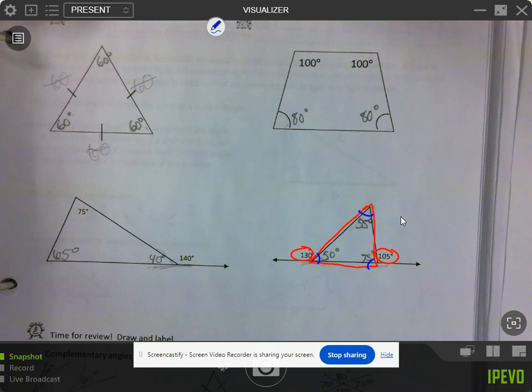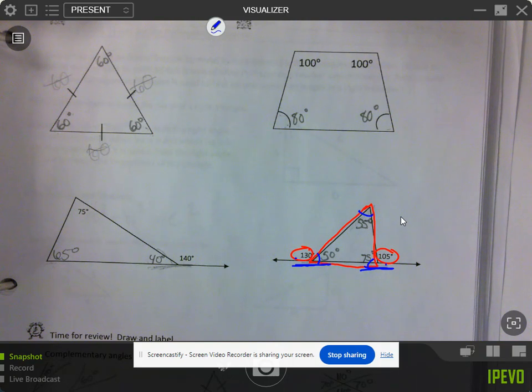Using our previous knowledge for supplementary angles, for right angles, for equal angles. You have to use that previous knowledge to be able to say, oh, this is a supplementary angle. I know one angle is 130, the other angle has to be 50 because it has to equal 180. Same thing on this side, 180 minus that 105.